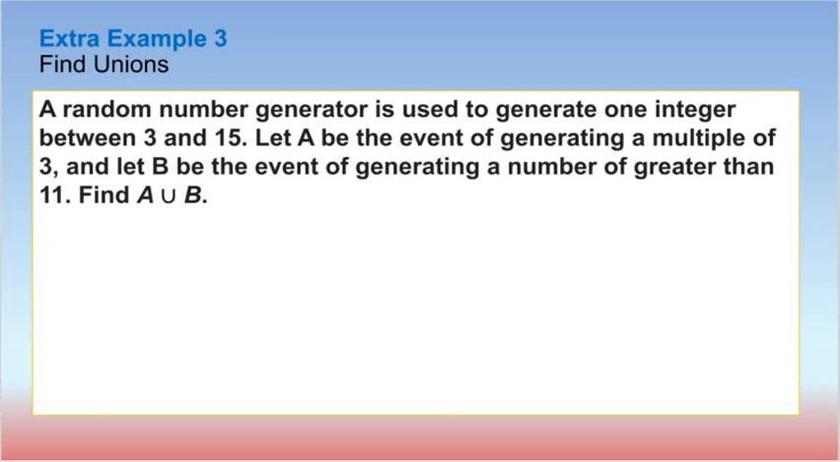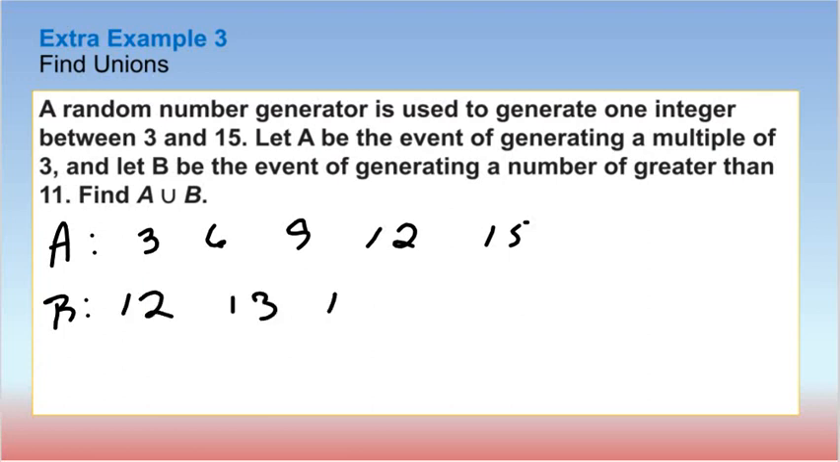Next, a random number generator is used to generate one integer between 3 and 15. Let A be the event of a multiple of 3. So multiple of 3 would be 3, 6, 9, 12, and 15. And B is the event generating a number greater than 11. So greater than 11, so that would be 12, 13, 14, and 15.